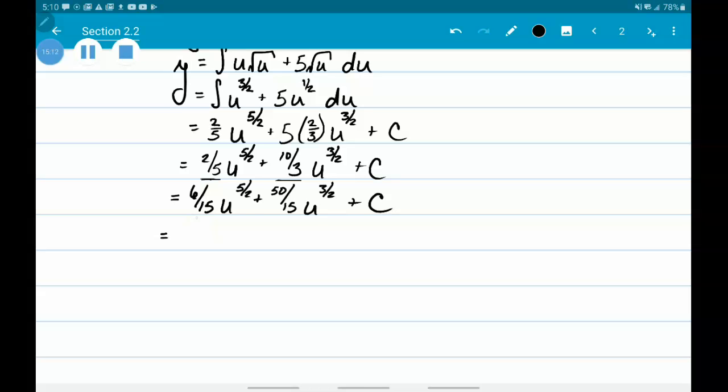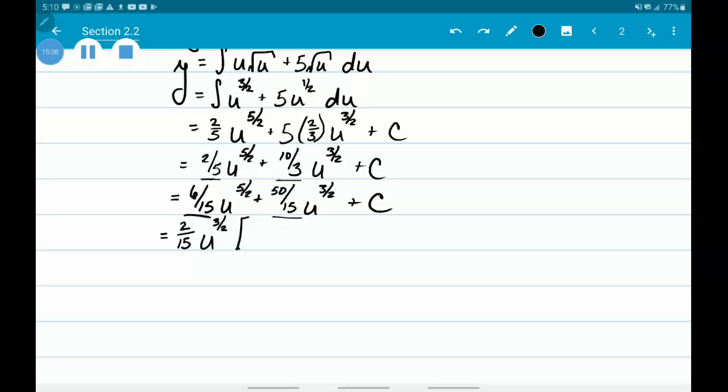So now we're going to think about, what do these have in common? Well, we could pull out a 2/15 from both of those fractions. And we could also pull out a u to the 3/2. And a helpful hint here is that you always pull out the smallest exponent. So the smallest exponent is that 3/2 there.